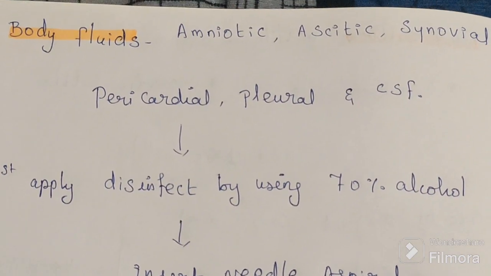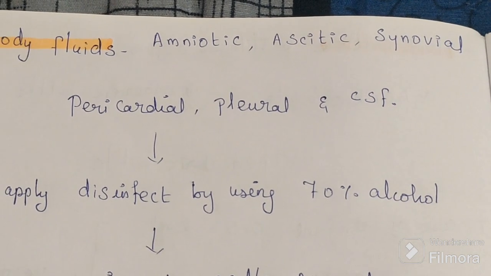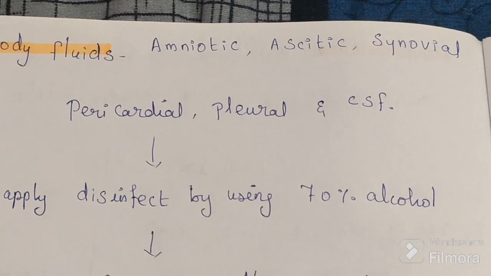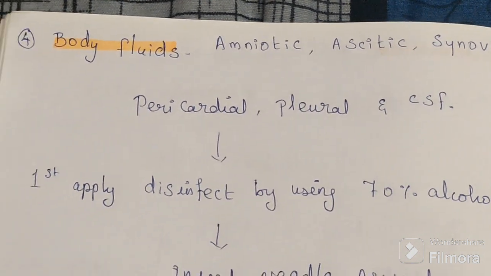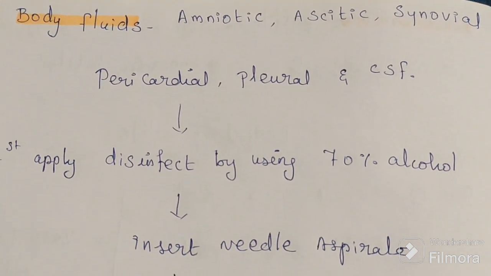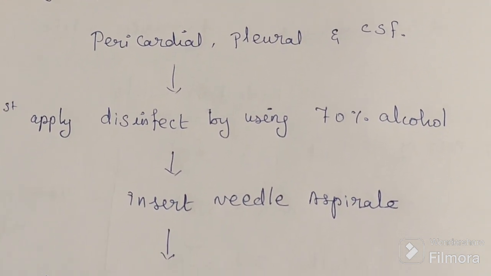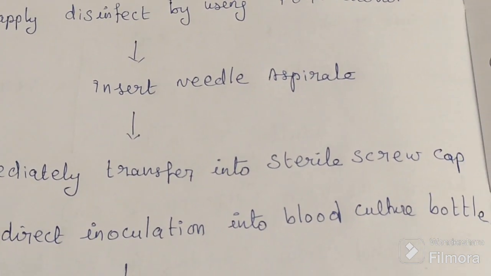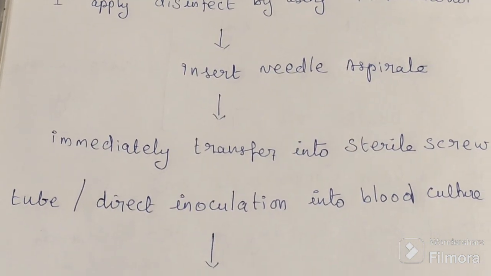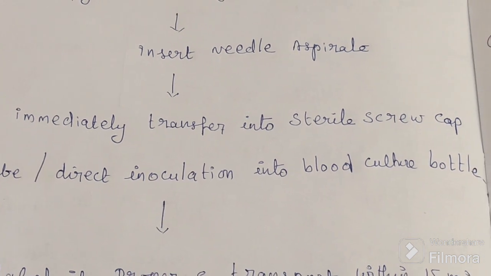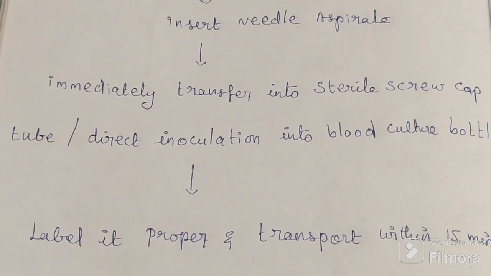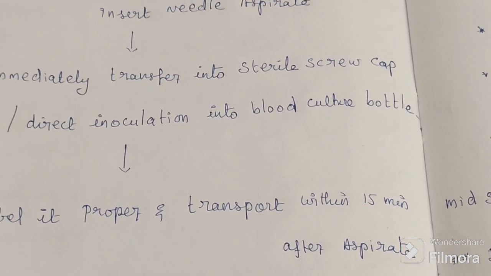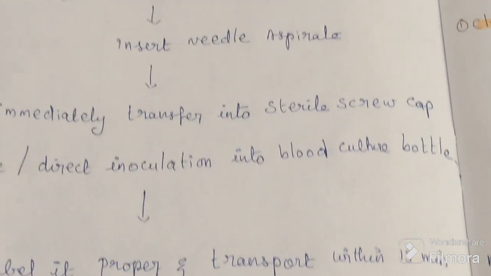Next, body fluids. Various body fluids are there. Here we are mentioning amniotic, synovial, pericardial, pleural and CSF. First apply disinfectant, 70% alcohol, then insert the needle and aspirate. Immediately transfer into a sterile capped tube or directly inoculate into a blood culture bottle. Then label it properly and transport within 15 minutes after aspiration.